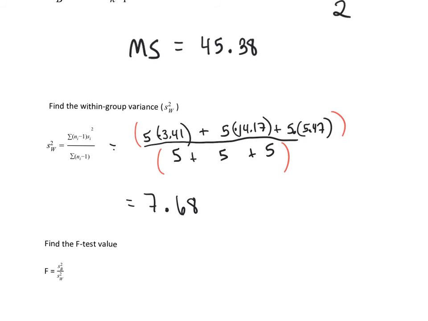And again, I'm rounding both of these numbers, but the within group variance and the between group variance are really the only two numbers you need to find your test stat. To find the test stat, it's actually really, really simple. Now that you've done all the work above, we're going to take our between group variance and divide it by our within group variance. So our F stat for this problem is simply 45.38 divided by 7.68. We're dividing these two crazy numbers that we did all that work to find. 45.38 divided by 7.68 is 5.91.